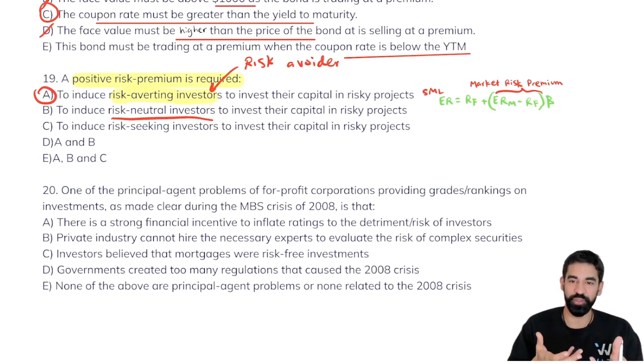So risk neutral doesn't care about the level of risk. It's the same expected return in both cases. It's 50-50 of winning or losing the same amount. So they'll take either one. So you don't need to offer them a positive risk premium. You don't need to give them any risk premium.